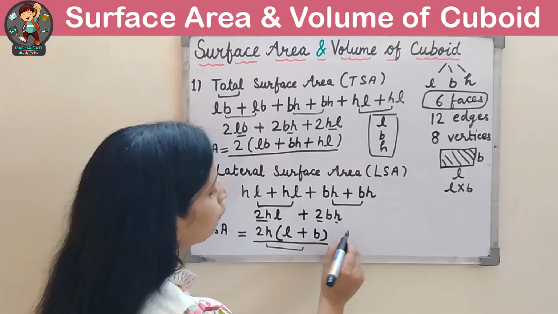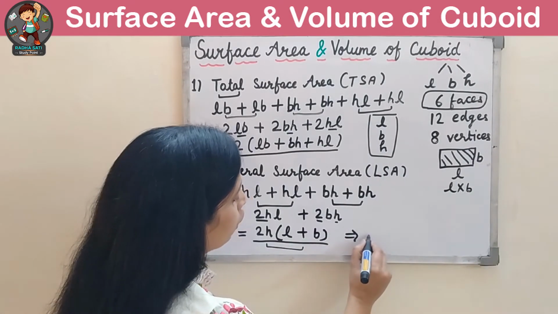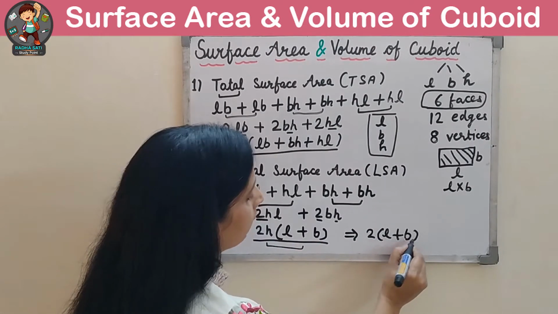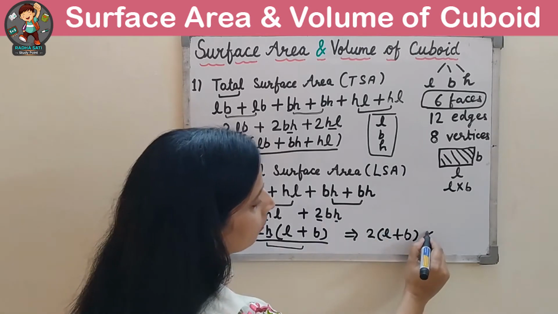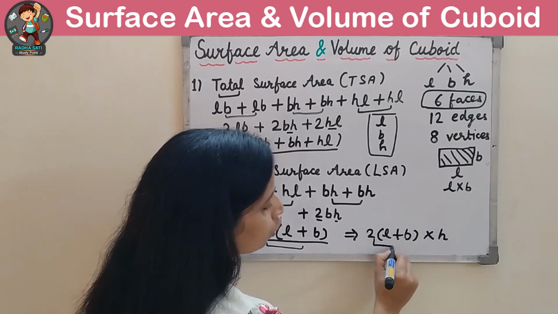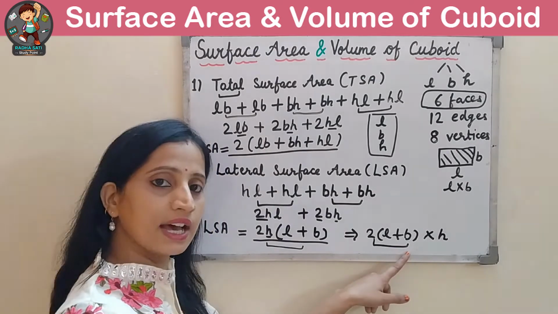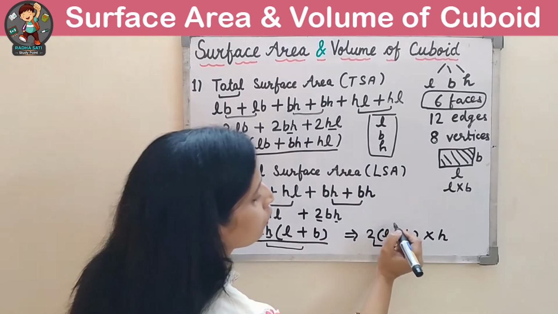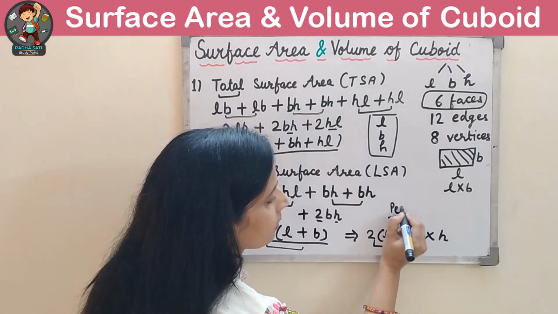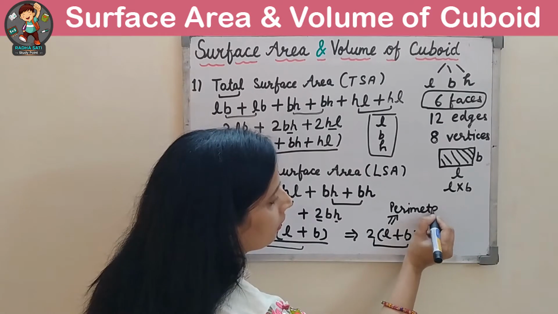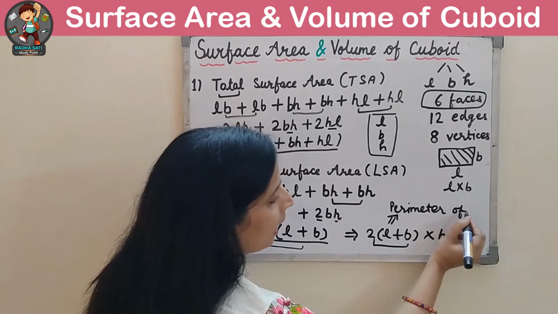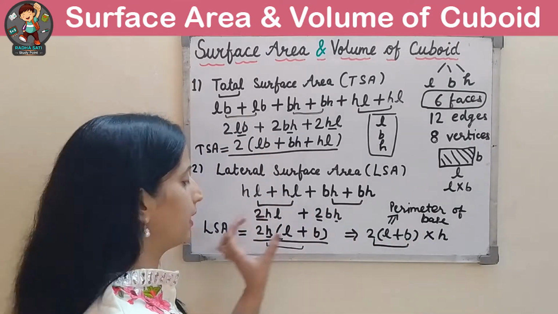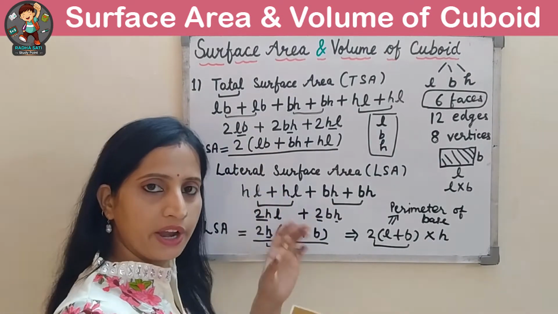Or we can rewrite this formula as 2 multiplied by L plus B, and this is H multiplied by its height. So 2 times L plus B is the perimeter of the base, multiplied by height. In this way also we can find the lateral surface area of a cuboid.